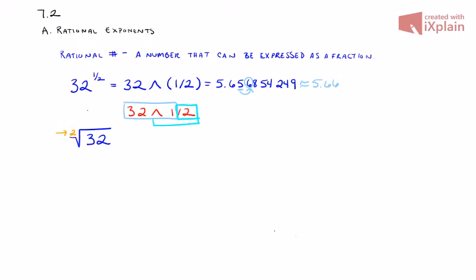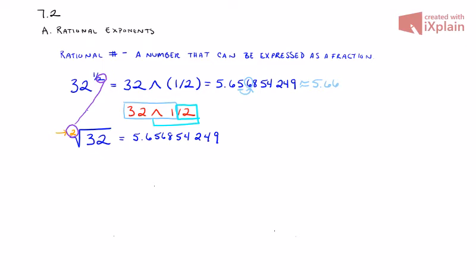So what I want you to note here is take a look at the index and take a look at the denominator of your rational exponent. This may not be a coincidence. So if we were to type in the square root of 32 into our calculator, lo and behold, we get the same exact number. So there might be a connection that's happening. Let's continue with another example.